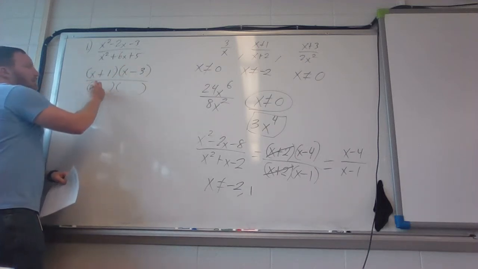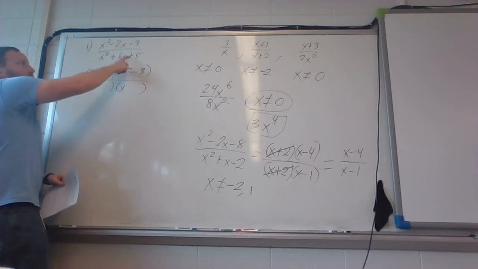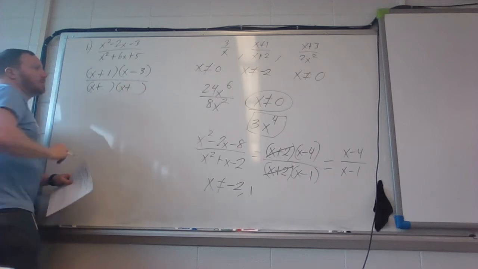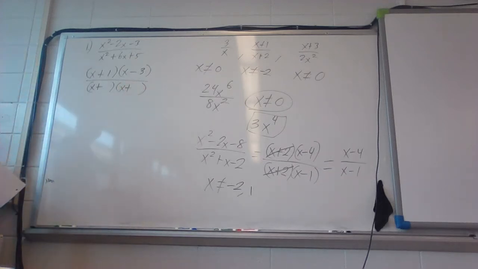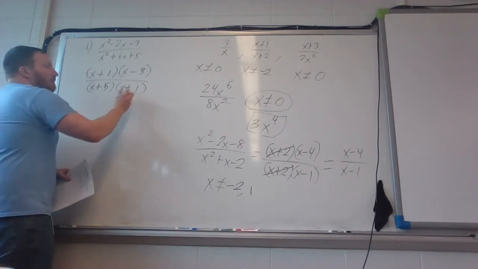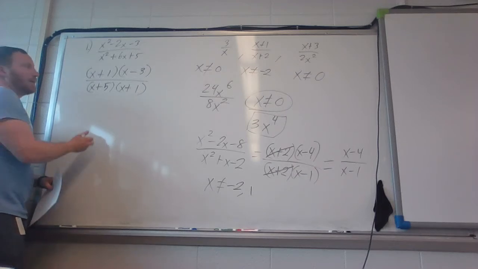Then our denominator. This time we have a positive 5. So we're going to look at our b value. It's also positive. So our signs are both positive. So we need factors of 5 that add together to get 6. 5's prime, so there's only one option. 5 and 1.